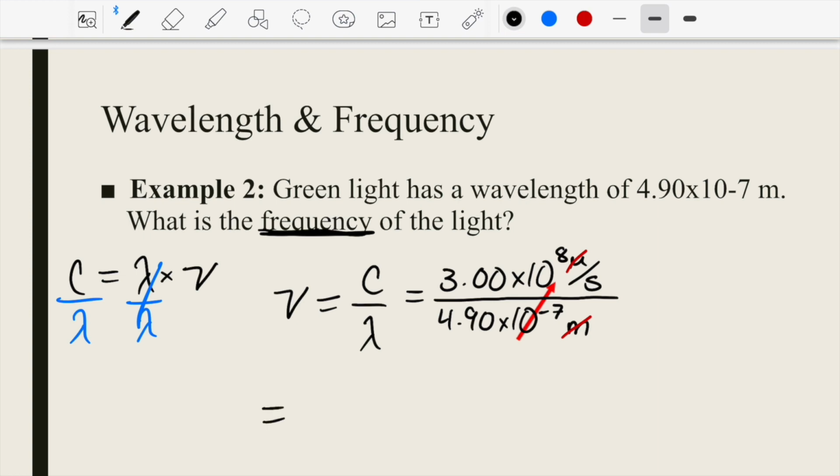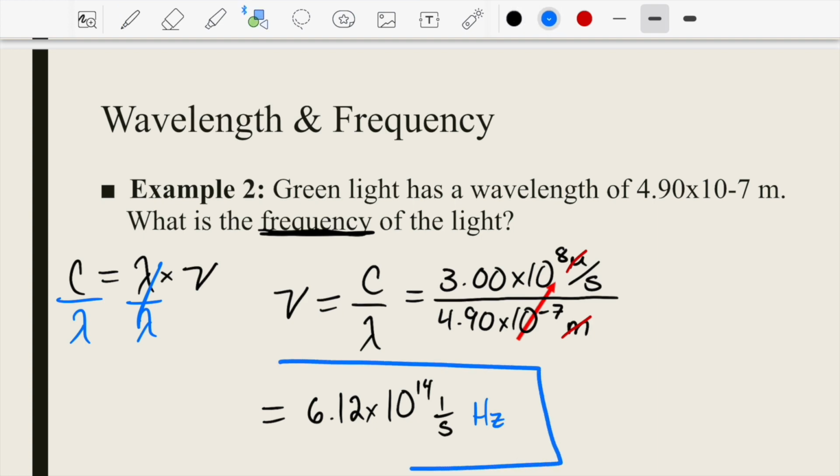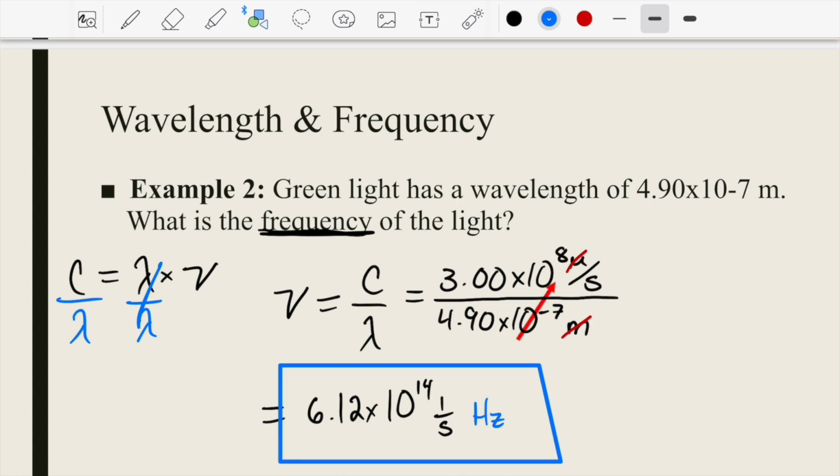and we get 6.12 times 10 to the 14th, 1 over seconds, or hertz, right? So typically we use hertz as our units for frequency, but if you wrote the units as 1 over seconds, that would also be accepted as correct units. Once again, I rounded to just 3 significant figures because our original wavelength had just 3 sig figs.